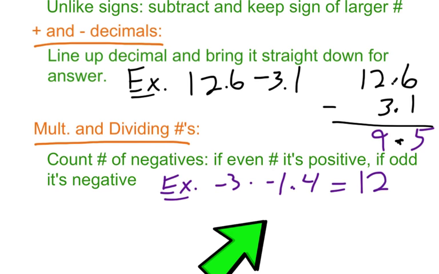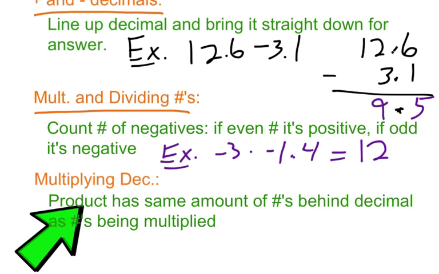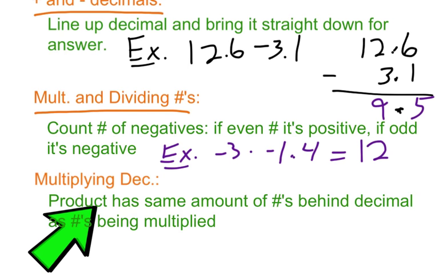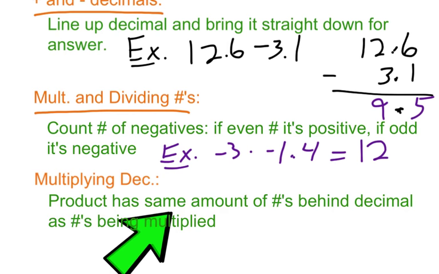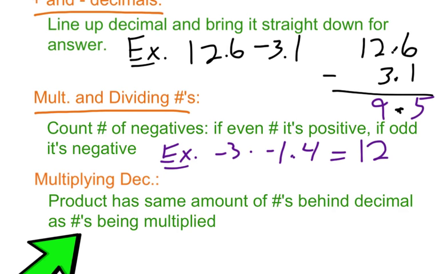So I just do 3 times 1 times 4, and I know it's a positive 12. And the same is going to hold true for our decimals when we multiply them. All right, so when we're multiplying decimals, the product, that means our answer of a multiplication problem, has the same amount of numbers behind the decimal as the numbers that are being multiplied.